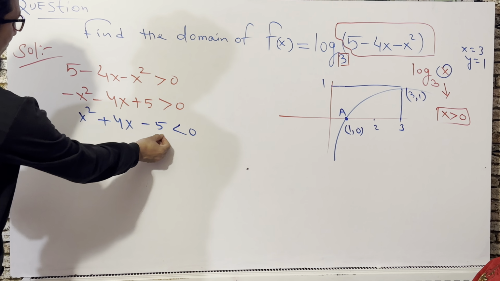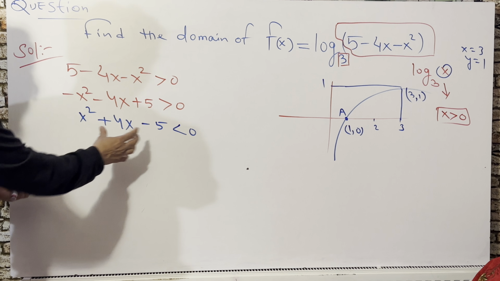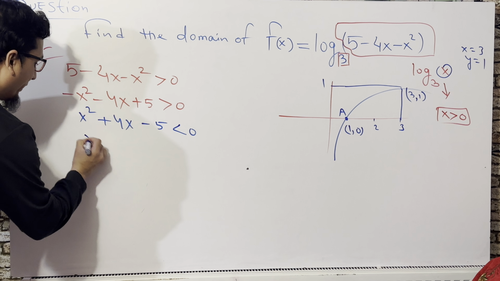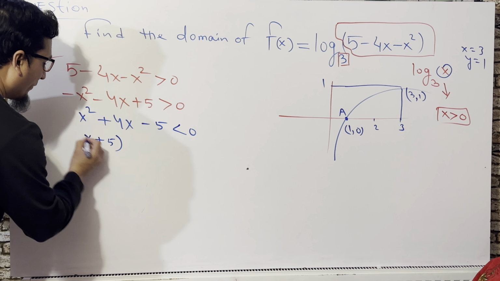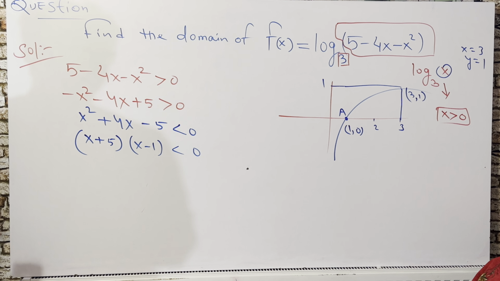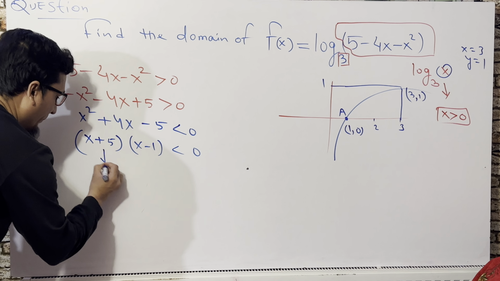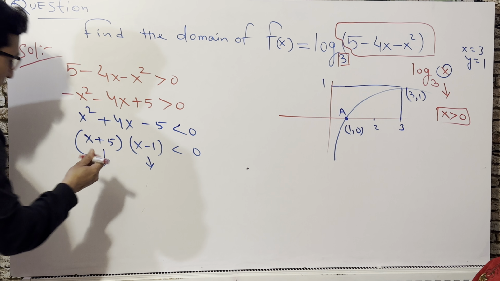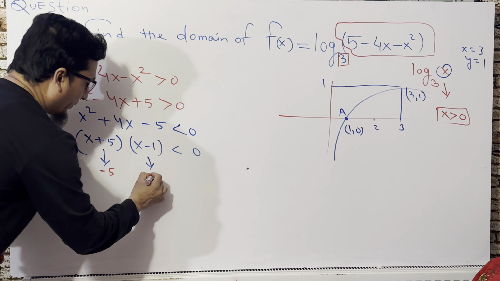Okay, so now it becomes a quadratic equation. Whenever you have a quadratic equation, you have to factorize it. So you can say this will be (x + 5)(x - 1). You know how to solve this. The zeros you will find here: x + 5 gives minus 5, and this gives 1, right?